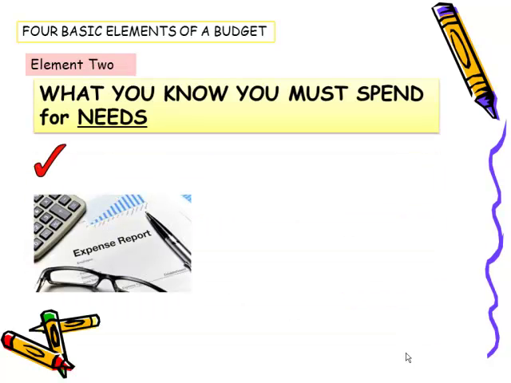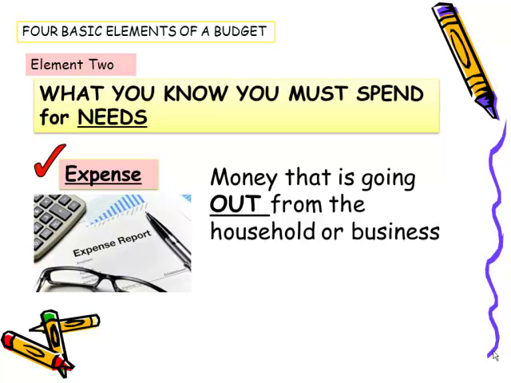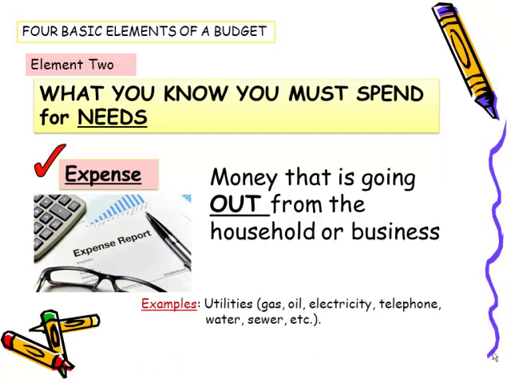Element 2 of a budget is what you know you must spend for needs. Remember, we talked about needs and wants before. Everybody has a need list, everybody has a want list. Needs are there for survival, to be able to operate day to day, month to month, year to year. So element 2 is about what you have to spend on your needs. Those are considered expenses. Expenses are money that is going out from the household or business. An example, like we told you in part B: utilities, gas, oil, electricity, telephone, cell phone bill, things of that nature.